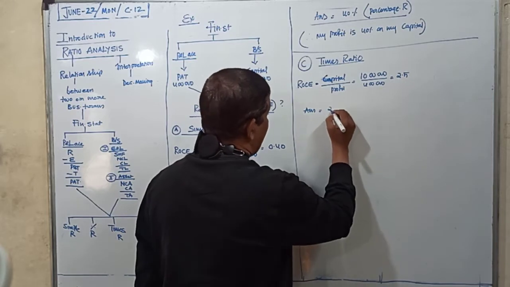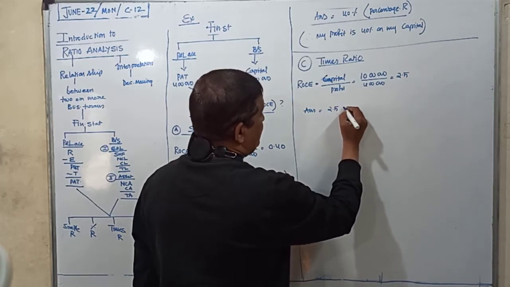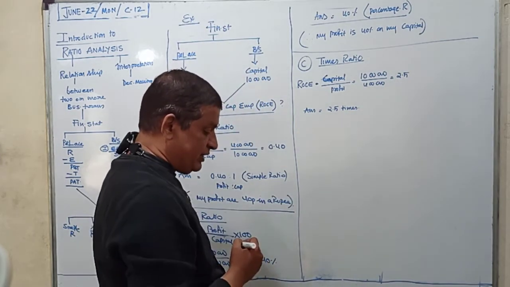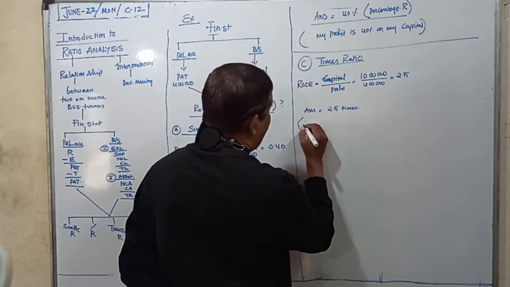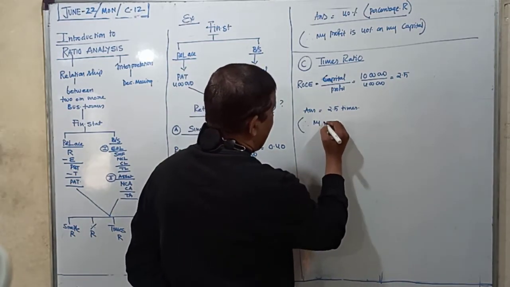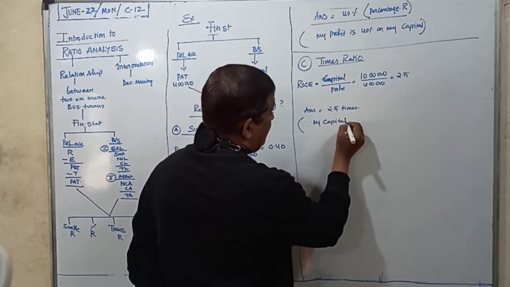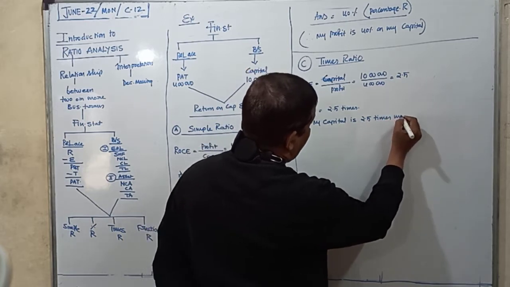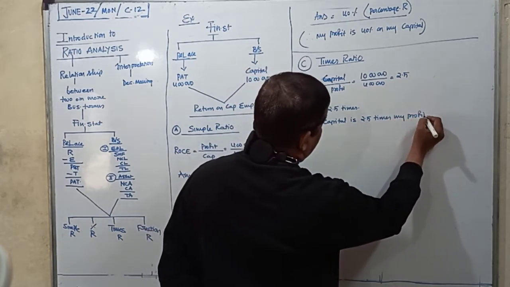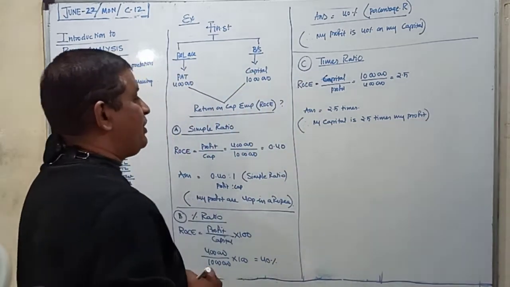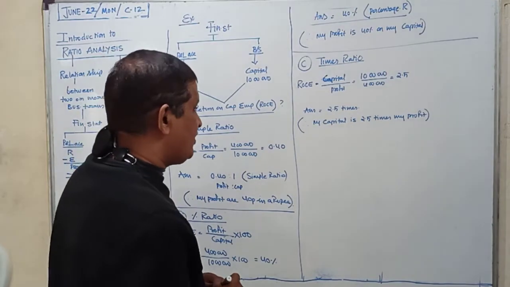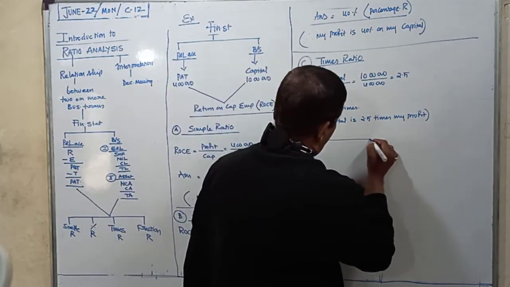So I put the answer as 2.5 times. So now what do you mean by this? Therefore, I can interpret as my capital is 2.5 times my profit. My capital is 2.5 times my profit. So this is another expression of the relationship, that we can express a relationship as a times ratio also.